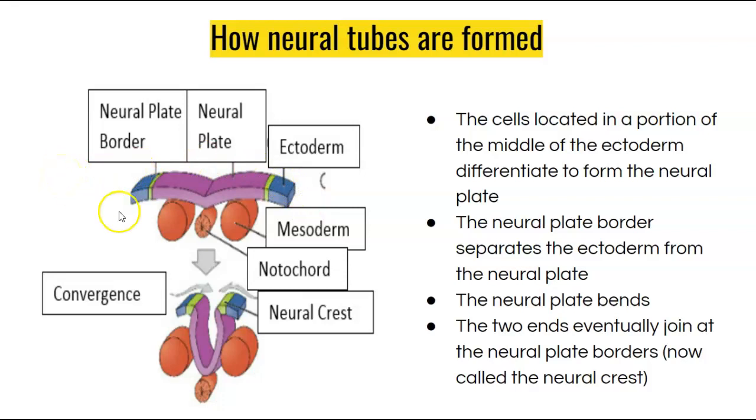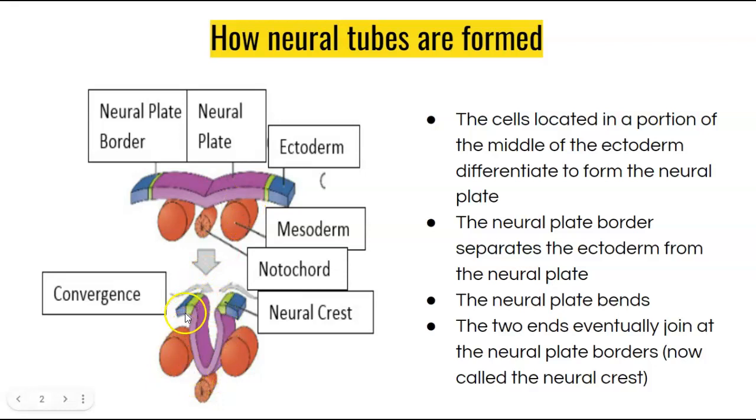And so you have the notochord, which is going to be a key player here, and the mesoderm, which is another key player here. And then you have the ectoderm, the neural plate border, which is this green strip, and then the neural plate. So the cells located in this neural plate are differentiated cells. This neural plate border separates the ectoderm from the neural plate.